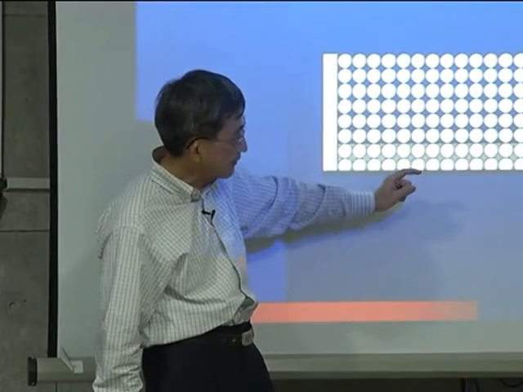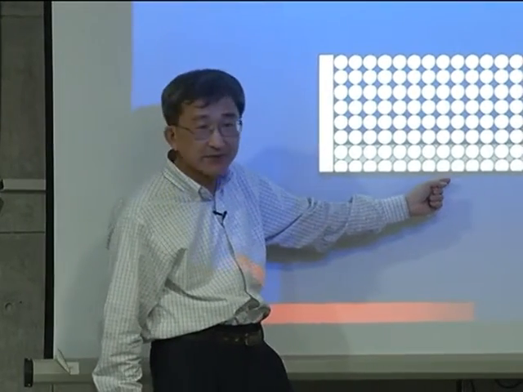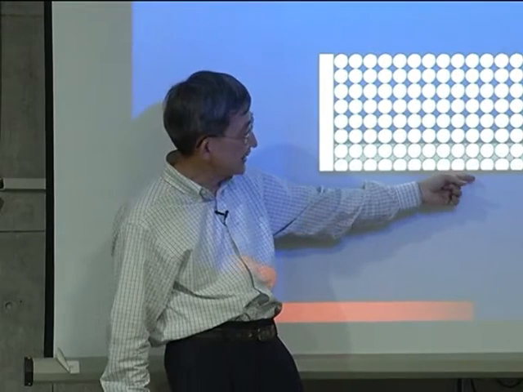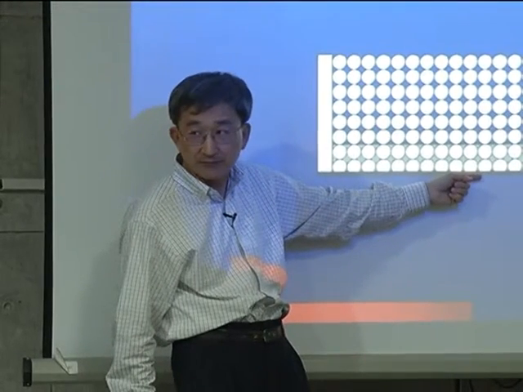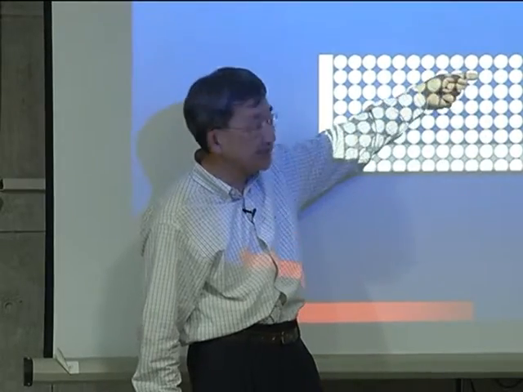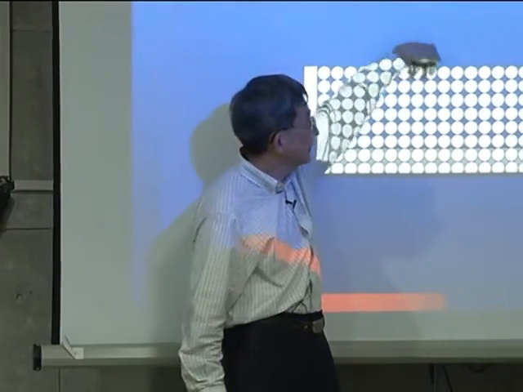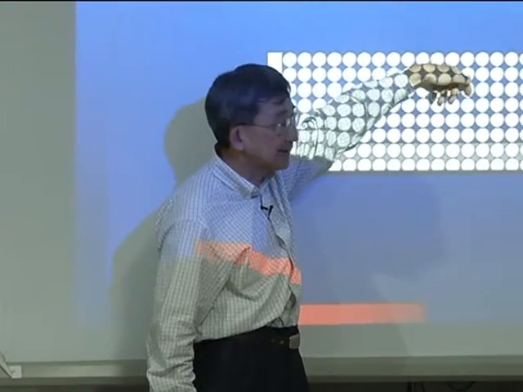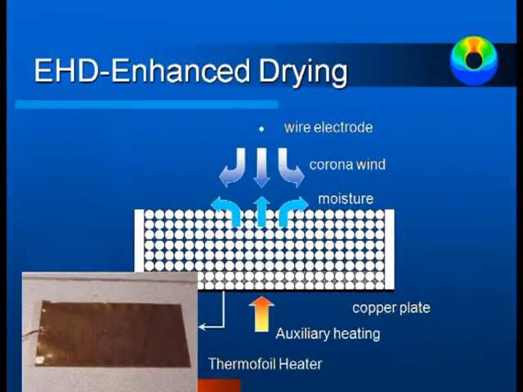So in this case, if you have waste heat, you can apply it from below. Use the waste heat to dry the moisture to the surface, and then the corona wind can easily take the moisture from the surface and remove it. So this is another way to use it in drying.